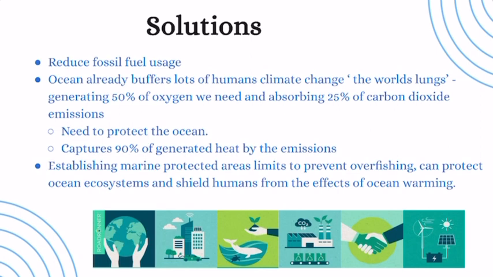We need to protect our oceans by establishing marine protected areas that limit and prevent overfishing. We can protect ocean ecosystems and shield humans from the effects of ocean warming and save the planet by doing this.